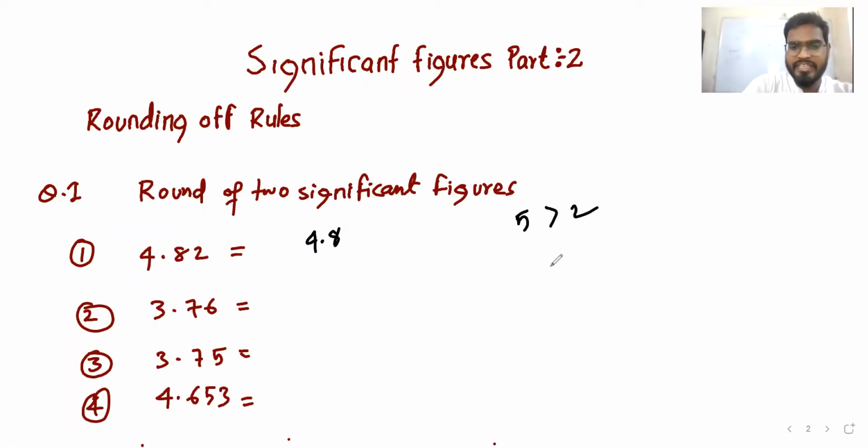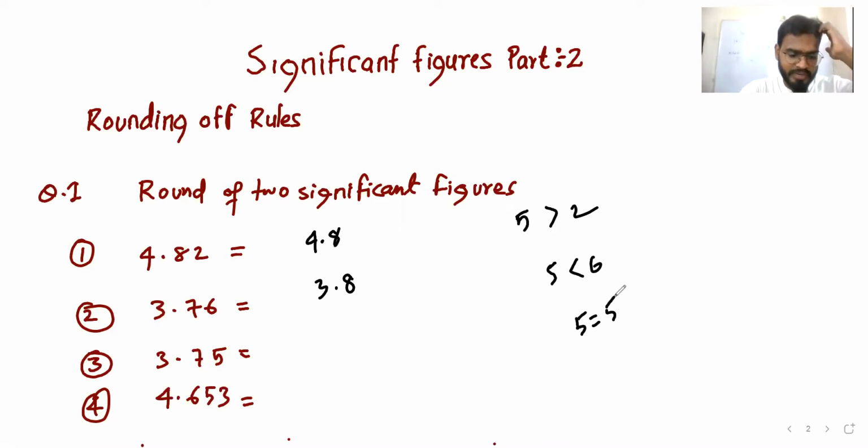Now if it is greater than 5, we can say it becomes 3.8. Now how does the problem come? 3.75. If it is 3.75, it is equal to 5. If it is equal to 5 and the next digit is not 0, then you can increase it. You can increase to 3.9.